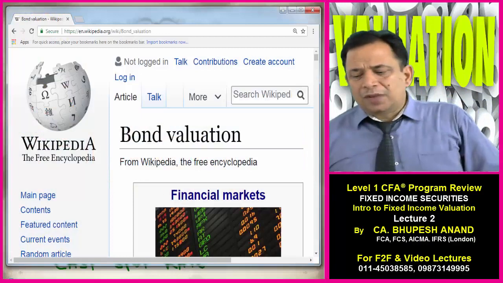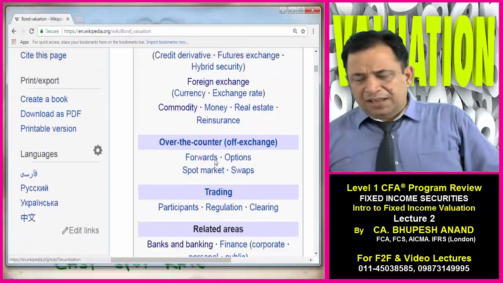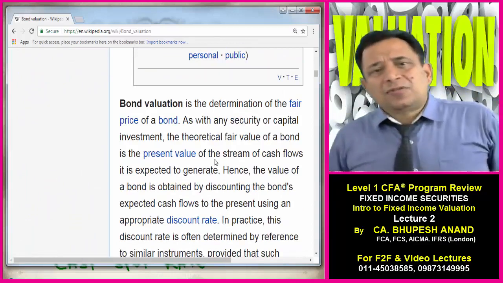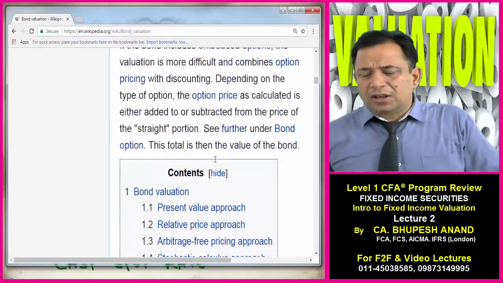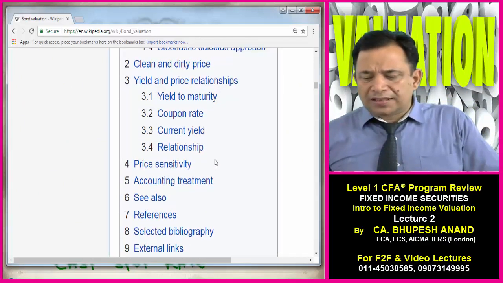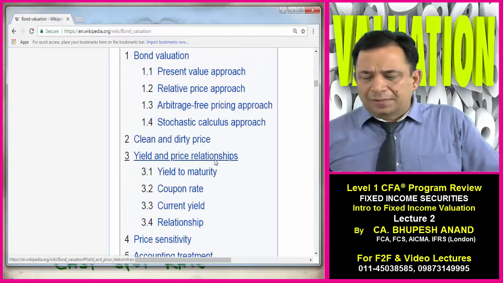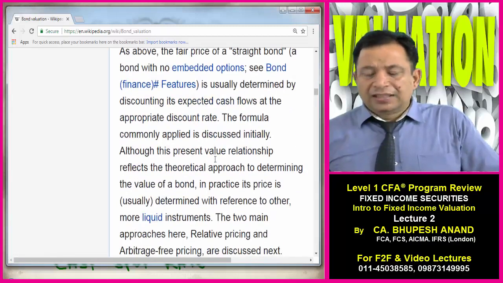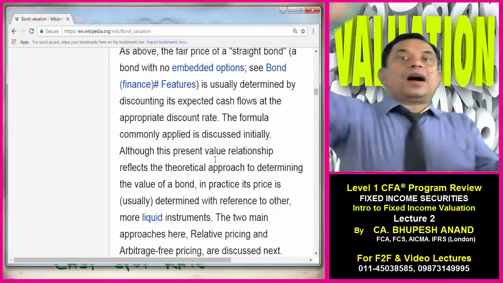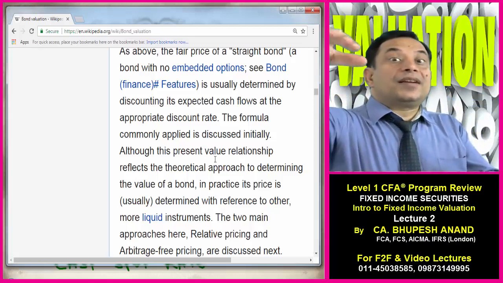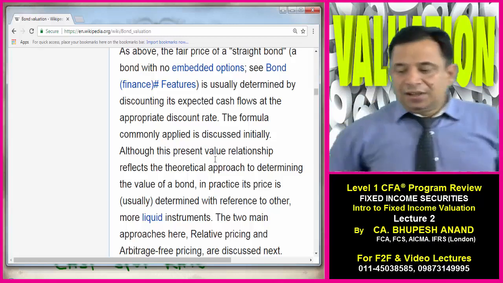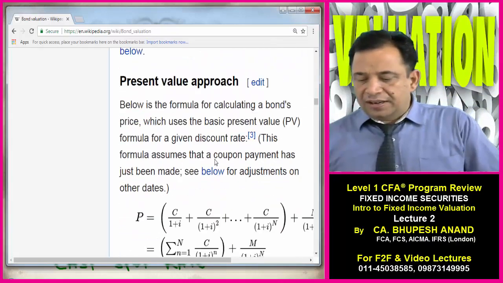Now let's see the bond valuation. The same thing is given in Wikipedia, how we can calculate the value of a zero coupon bond with the help of the spot rate, yield to maturity, coupon, and price sensitivity. We will be doing all that with the arbitrage free pricing approach. Once we can calculate what the value should be, we can compare it with the market value and find out whether it is underpriced or overpriced. If it is underpriced, we will purchase it, and if it is overpriced, we will sell it. So like this, we can calculate different values.